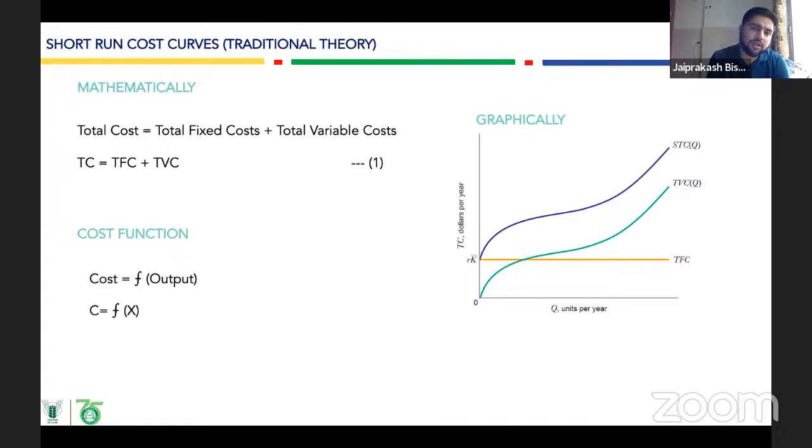But there are some inputs which are fixed because they cannot be multiplied. For example, if I have a tractor, and I have to produce 100 quintal of paddy, then I will use only one tractor. And if I have to produce 200 quintal of paddy from a piece of land, it doesn't mean that I would require two tractors.